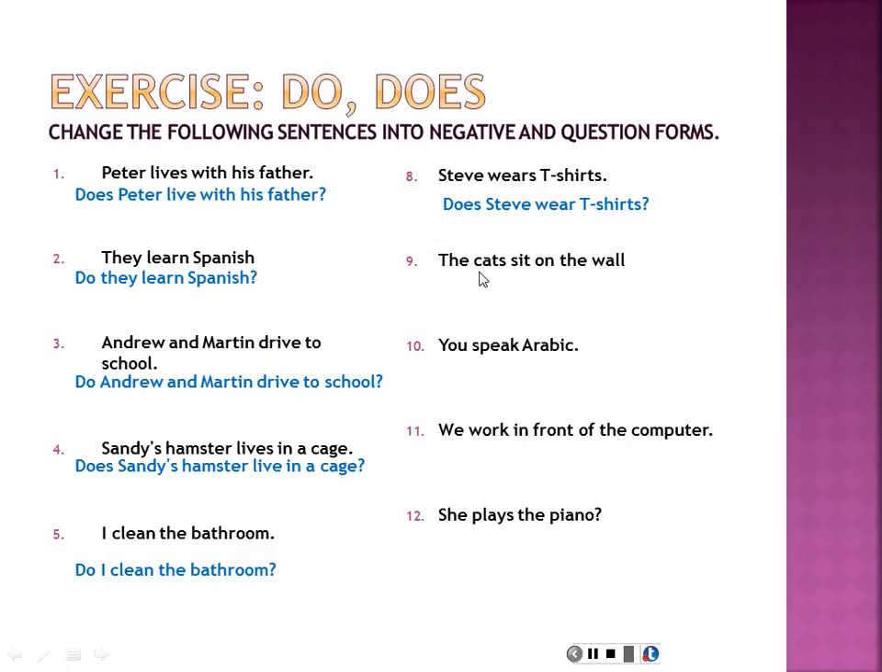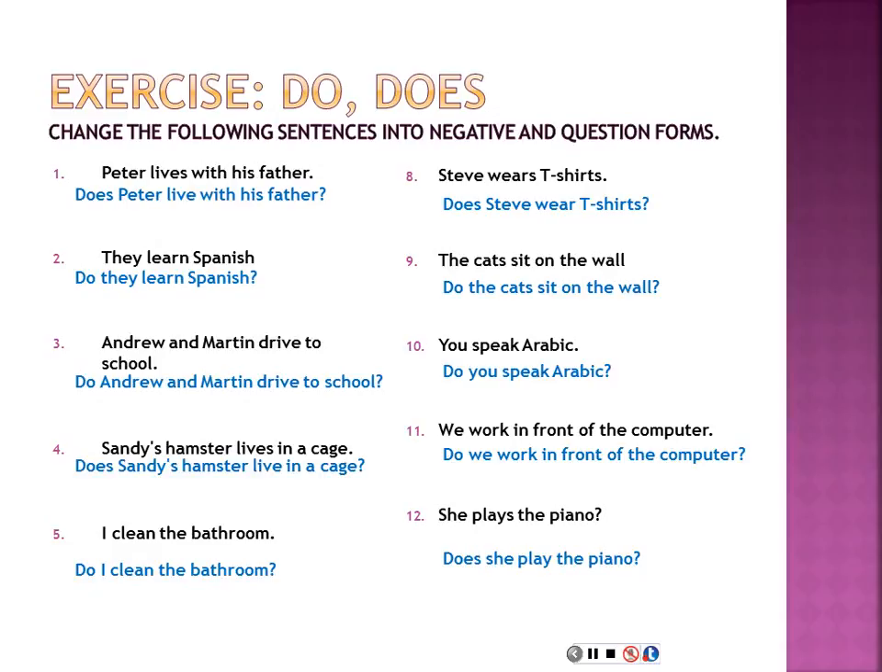Number 9, the cats sit on the wall. Cats, we have a plural, so we add do. Do the cats sit on the wall? Number 10, you speak Arabic. We change it into do you speak Arabic because we have the pronoun you. Number 11, we work in front of the computer. Do we work in front of the computer? And the last sentence, she plays the piano. Does she play the piano? And we deleted the S.